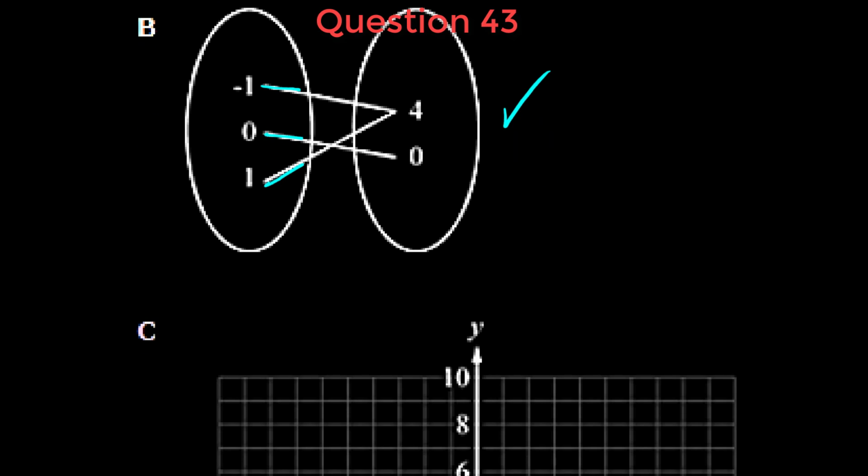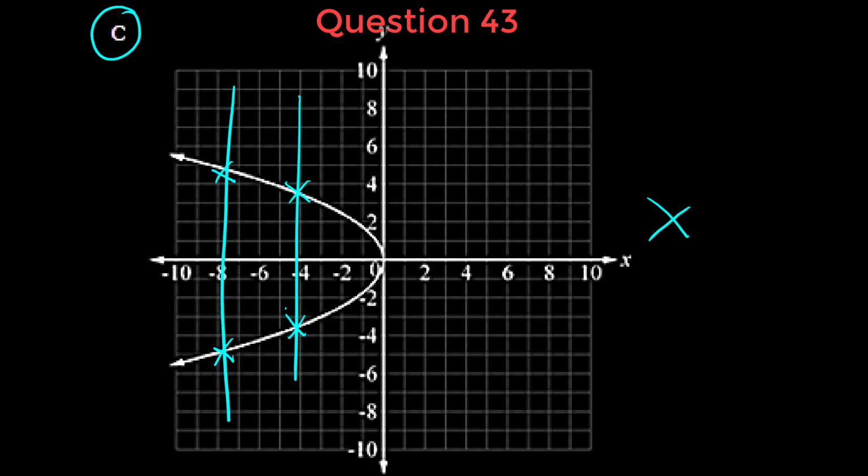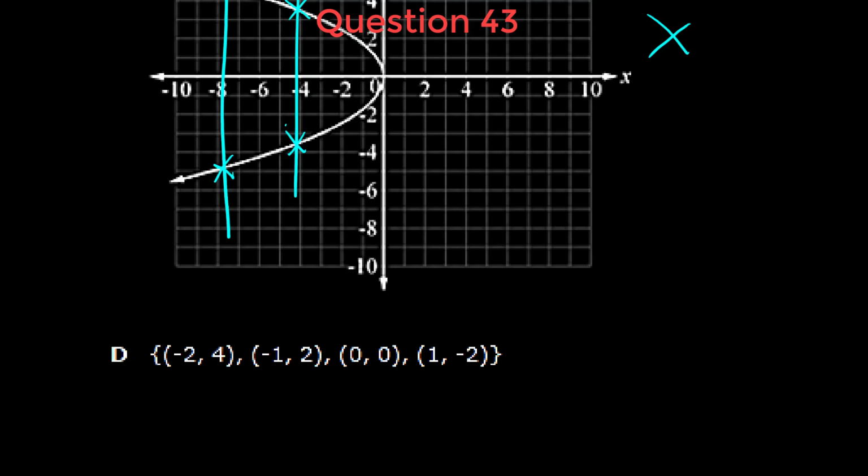And on C, we have a graph, and on this one, if we draw vertical lines, we will see that it will sometimes hit the graph at 2 points. So that means for these inputs, we will have two outputs, so it's not a function, so our correct answer is C. On D, we are given some points and none of the x coordinates are repeated, so each input has exactly one output, so it is also a function.